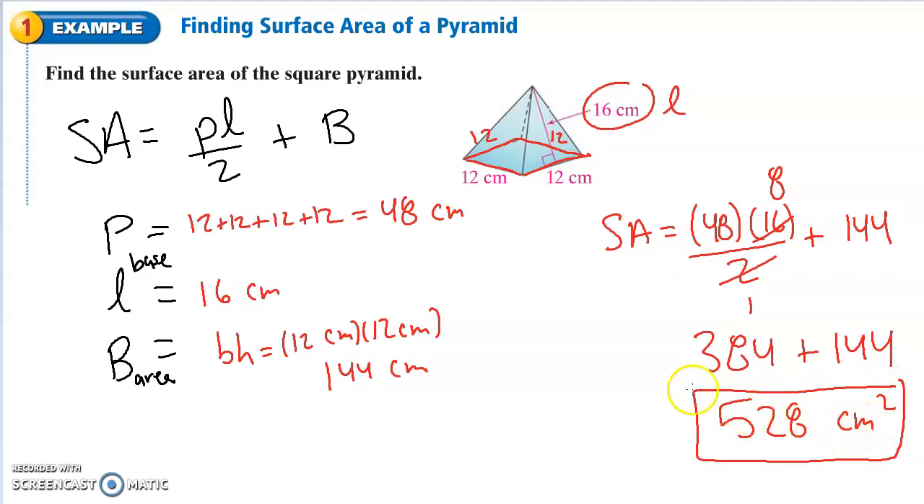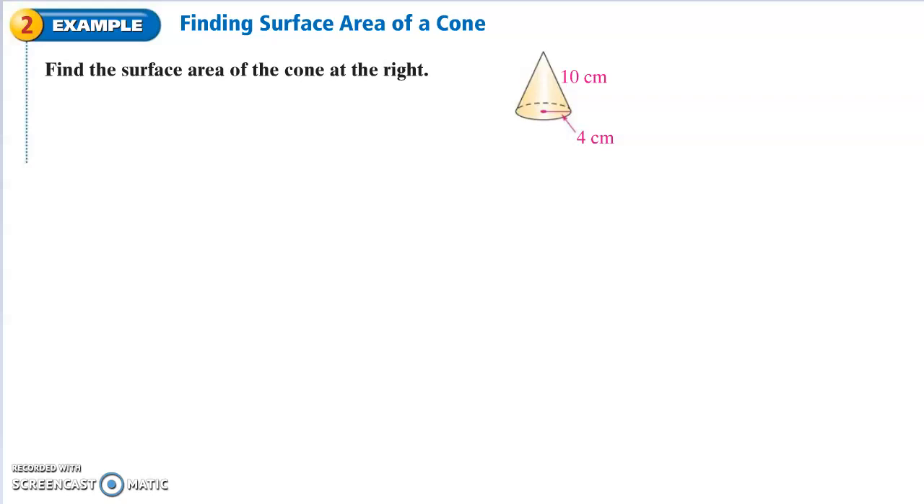So remember, for this problem, all we need are these three things: the perimeter, the slant length, and the area of the base. The area of the base may change based on the shape. This time we have a square, so I just went ahead and figured out the area of a square. Now let's take a look at how to find the surface area of a cone.